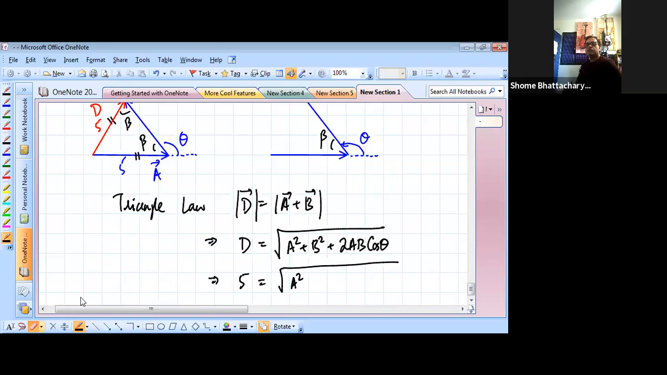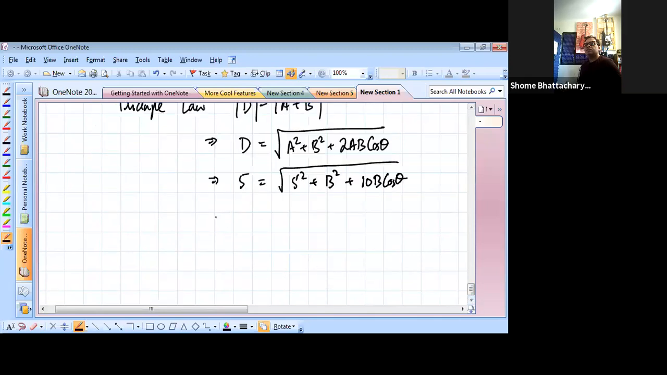So we'll replace A with 5. So 5 square plus B square plus 10B cos theta. If you just whole square this, it becomes easier to handle. So 25 is equal to 25 plus B square plus 10B cos theta. This is squaring both sides. And then just get rid of the 25.